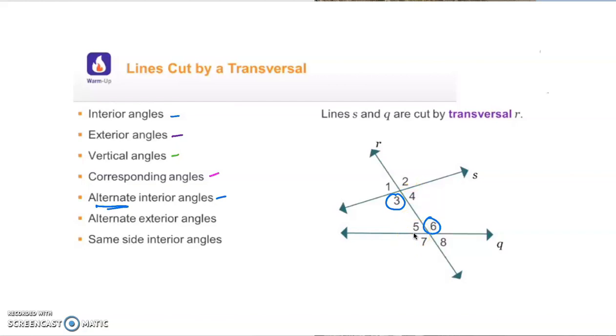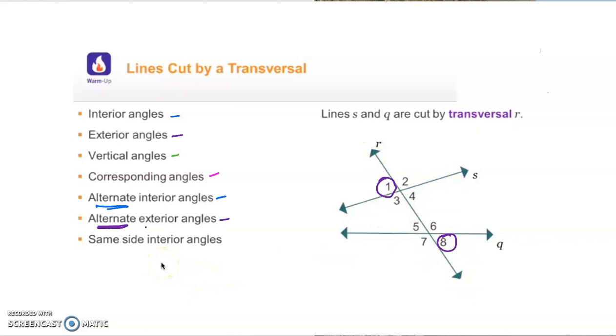Then if we look at alternate exterior angles, again, it's alternate and exterior. It kind of gives you a definition of what it's going to be. Alternate exterior angles are when they're on the exterior. We know 1, 2, 7, and 8 are exterior angles. Alternate would mean on opposite sides again. So 1 and 8 are alternate exterior angles because they are on opposite sides, or alternate sides, of the transversal, but on the exterior of the two lines.